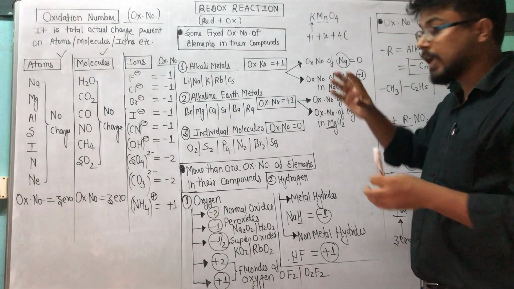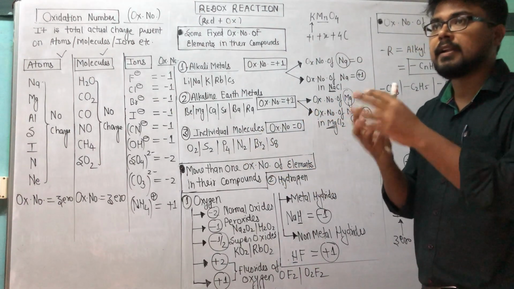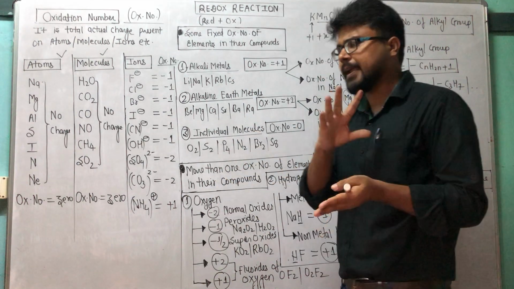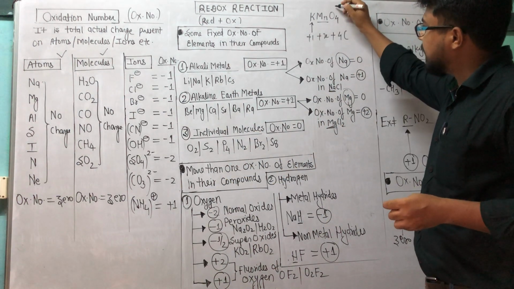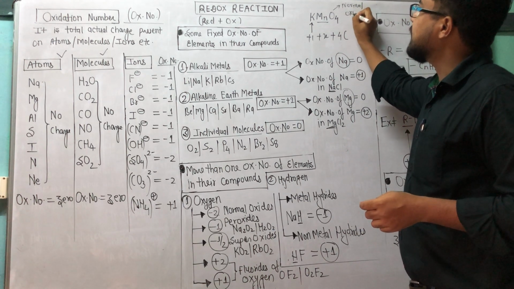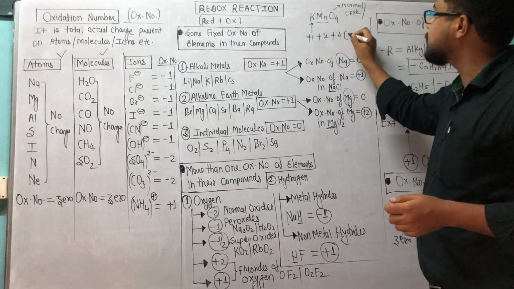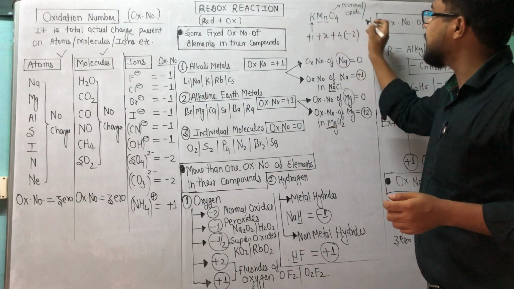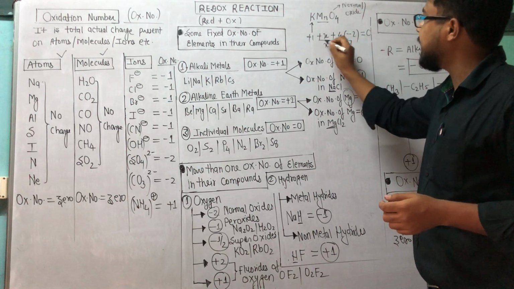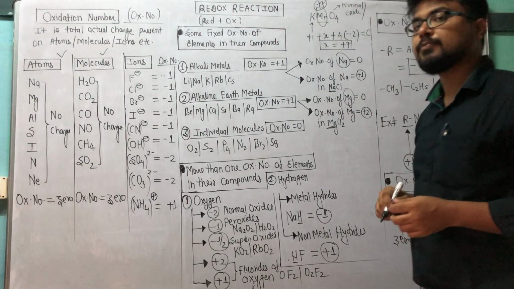So students, if the examiner provides an oxygen-containing compound that is a peroxide or superoxide, he will mention it sometimes. Otherwise it can be treated as normal oxide, correct? So the oxidation number of oxygen in normal oxide is -2, and the overall charge carried by the molecule is 0. So the value of X will be +7. And X is the oxidation number of Mn in KMnO4, which is +7.